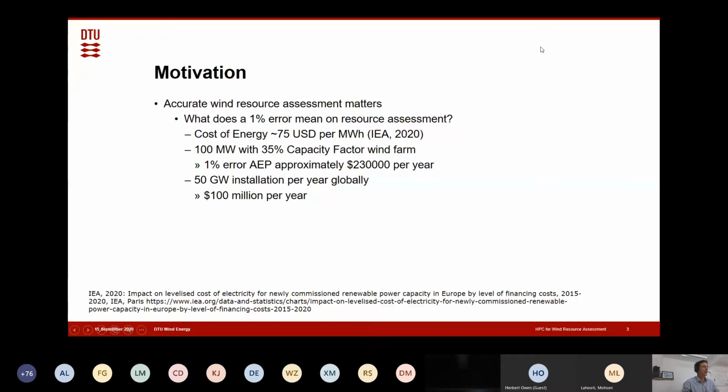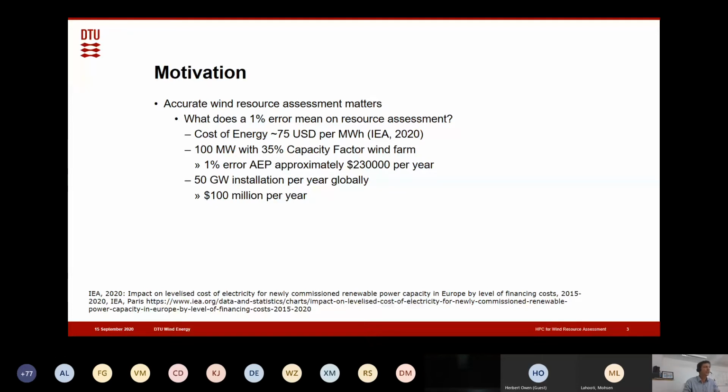So the first of all is the motivation. So I would say the big motivator for us at DTU Wind Energy is to be able to produce more accurate wind resource assessment. And why does it matter so much? If you do sort of a back of the envelope calculation and you say, well, what would be the impact of a 1% error on a wind resource estimate? If you look at the cost of energy, which is around $75 per megawatt hour, if you look at the IEA estimate from 2020, this is like a mean between offshore and onshore wind energy. And then if you have a 100 megawatt wind farm with a 35% capacity factor, which is quite modest these days, I would say, it can be more than that. But a 1% error in the annual energy production, this AEP, is approximately worth $230,000 per year. So a 1% error there is quite significant, and maybe the errors are more like 5% or 10% in more complicated situations.